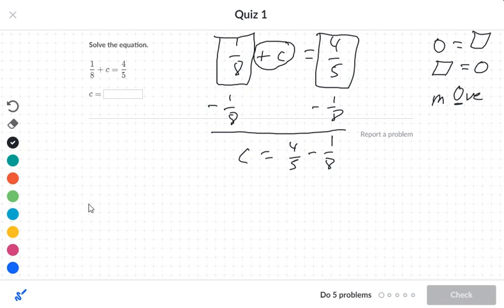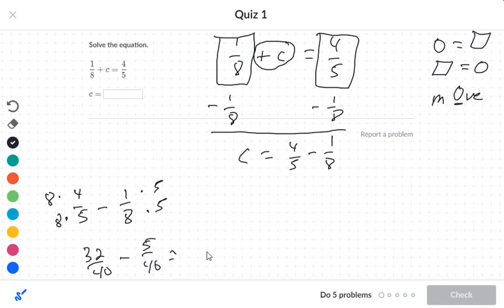Now notice the denominators are not the same. So I must multiply: take this back denominator, 8, times everything in the front, and take this front denominator, which is 5, times everything in the back. So when I do so, I get 32 over 40 minus 5 over 40. When I subtract, 32 minus 5 is 27 over 40.